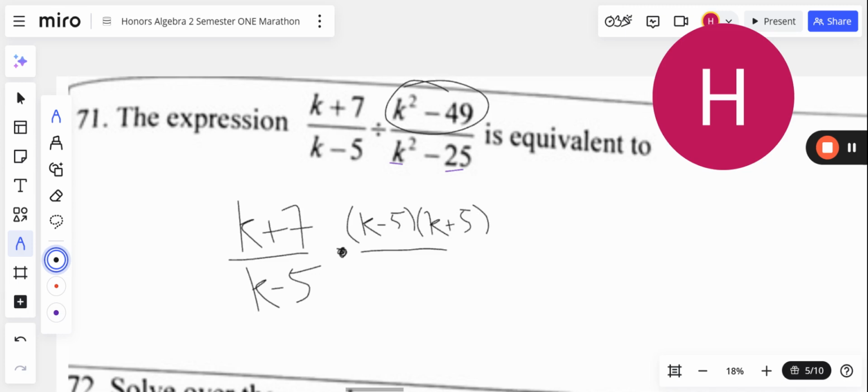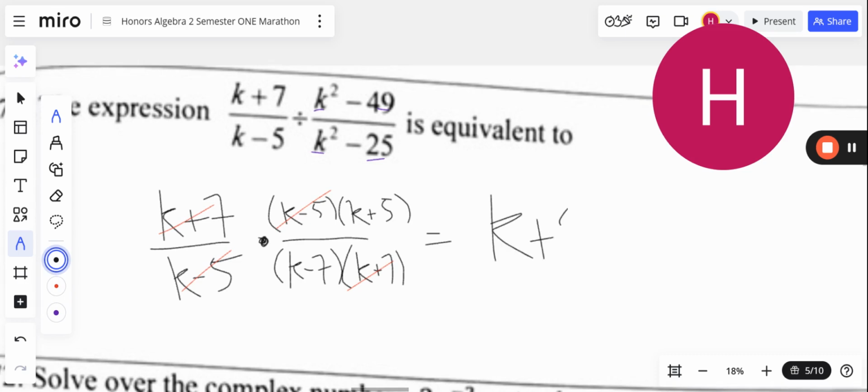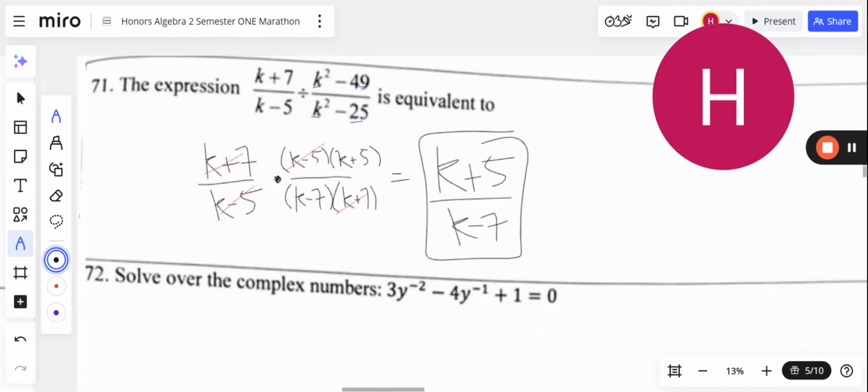Now this one is a difference of squares as well. We have a squared and b squared. So this is going to be k minus 7 and k plus 7, which nicely cancels with these factors. See, the k plus 7's cancel, the k minus 5's cancel. We end up with k plus 5 over k minus 7. Okay, that one was actually pretty easy.